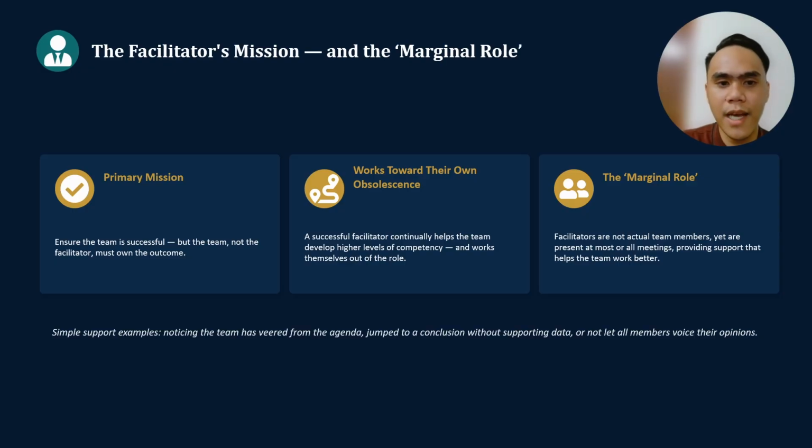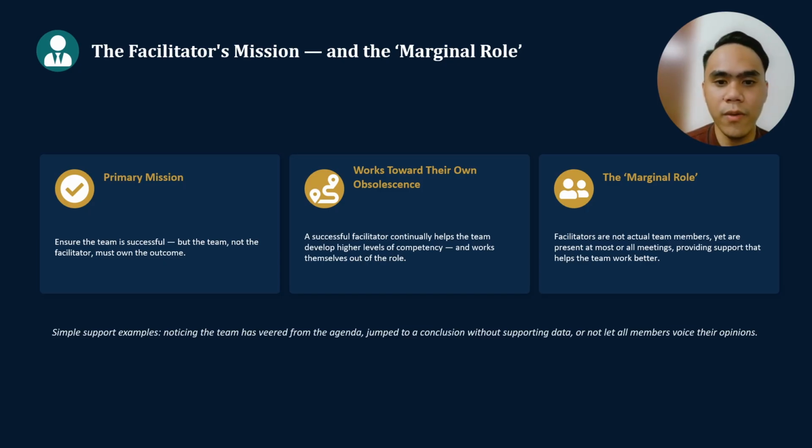So let's define exactly what a facilitator is trying to accomplish. The framing here is subtle but important: a facilitator's primary mission is to ensure that a team is successful. But critically, this has to be done in a way that ensures the team, not the facilitator, is responsible for the outcome. So that's a real tension to hold. You're actively working to help the team succeed while deliberately not taking ownership of the success yourself.